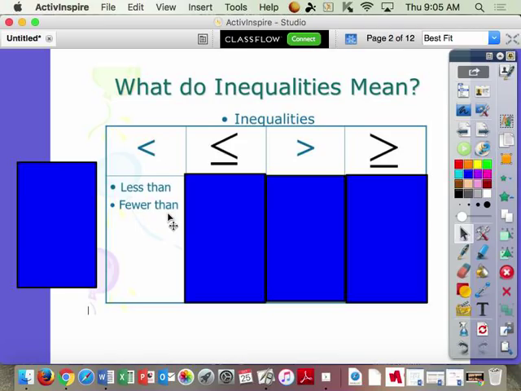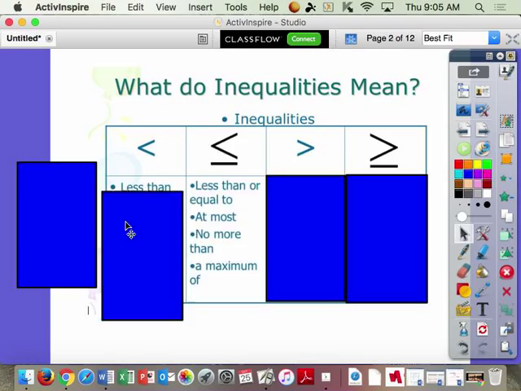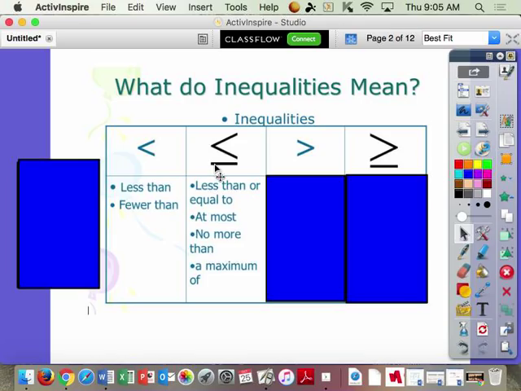You also want to have the phrase fewer than. This is going to be less than or equal to, right? It kind of has this half equal sign with it, so that's why it's less than or equal to. It's both of them. So this is going to be at most, no more than, a maximum of. These last three is kind of what we're going to use later on, okay?